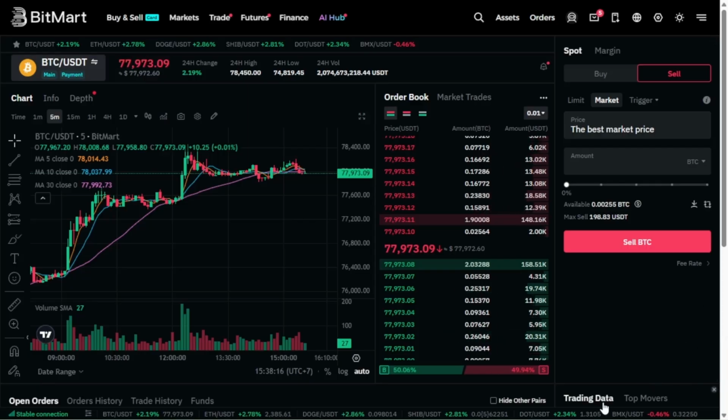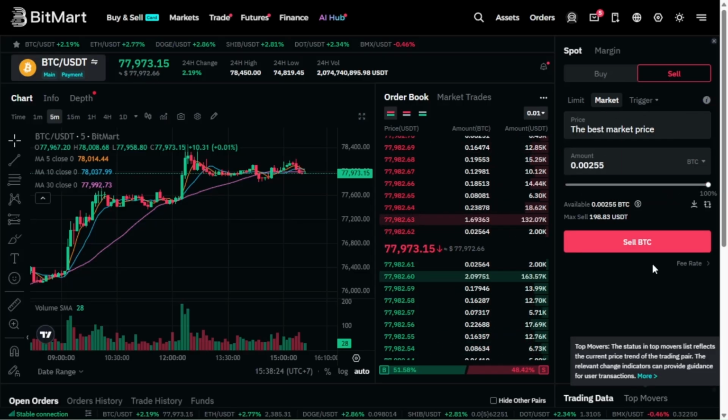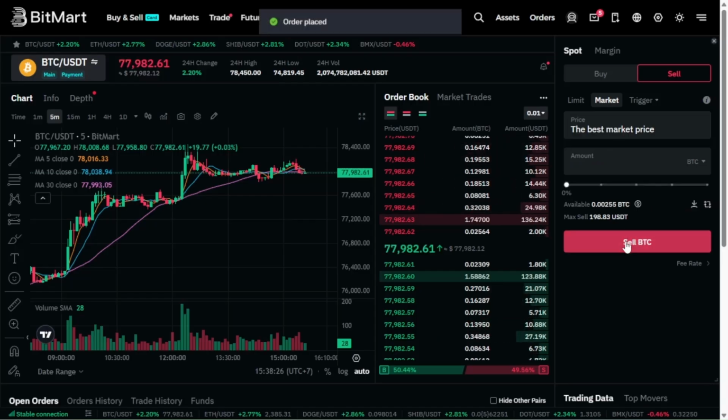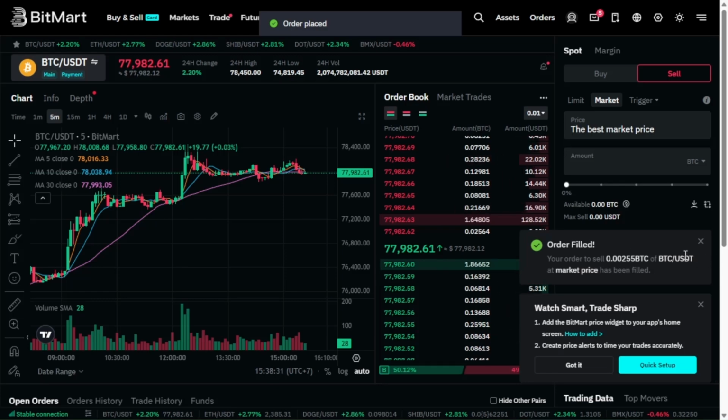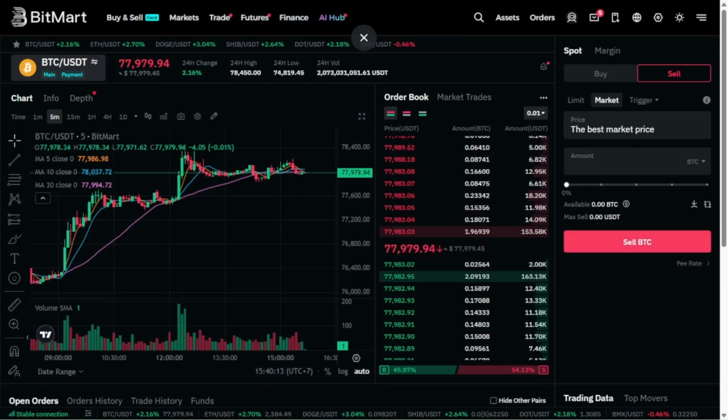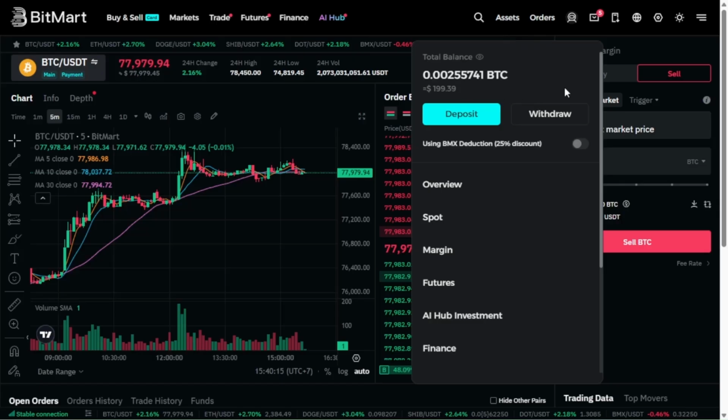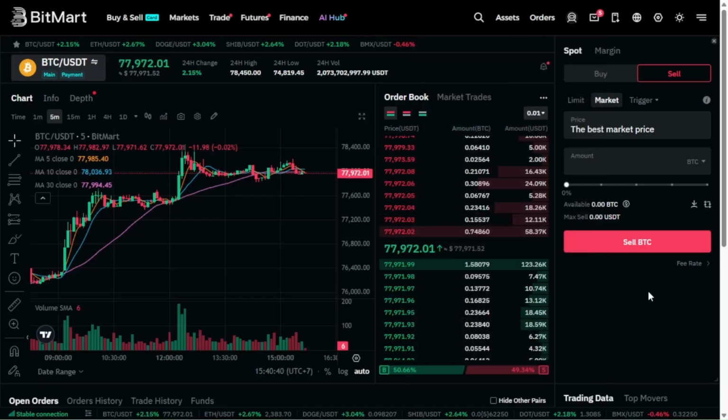Lastly, I'm just going to show you how to close your position. We are going to make a market sell of our BTC. We can see we are already in a market. We're just going to sell the full amount and click sell BTC. We can see that our order was placed and we are officially out of the trade. Looking at our assets, we can see we lost about 60 cents on that trade, with the majority of it going to trading fees. That wraps up our BitMart spot trading tutorial.